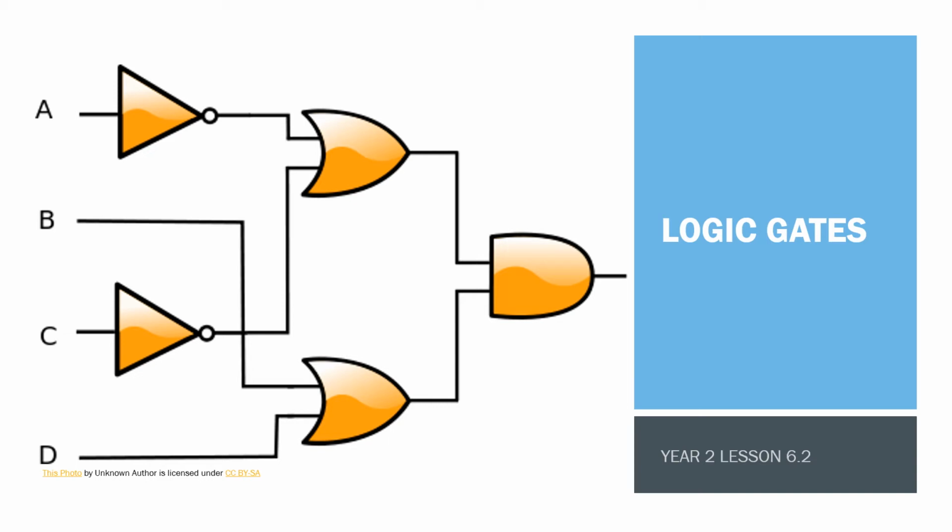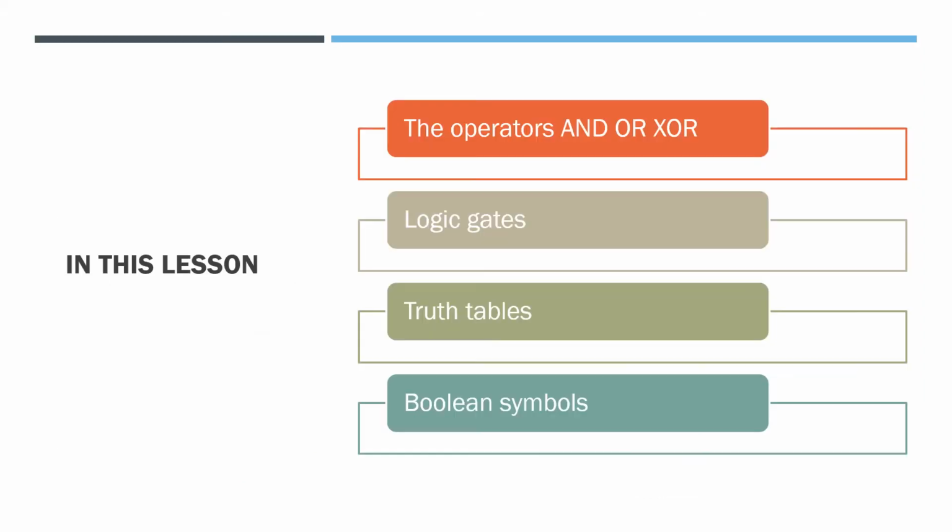So welcome back to lesson 2 of week 6, and last lesson we looked at the NOT gate. Now we'll look at some other logic gates. In this lesson we'll look at 3 Boolean operators, AND, OR and XOR. We've talked about all of those before. We'll look at the logic gate symbols that go with those 3 operators, the truth tables and the Boolean symbols.